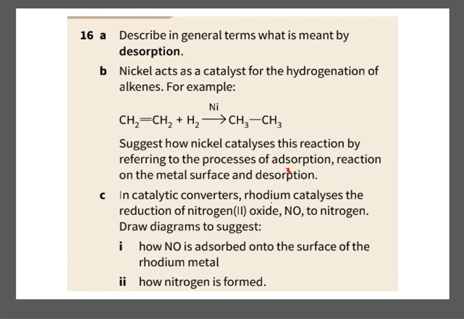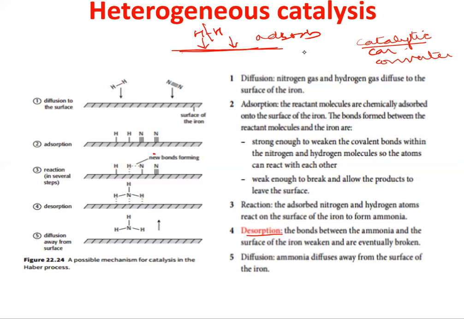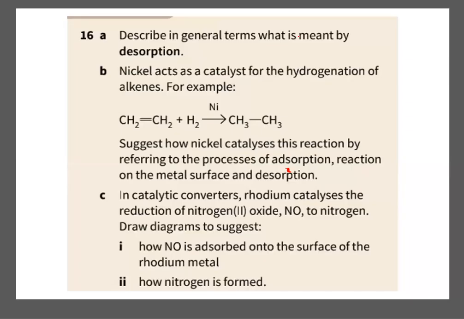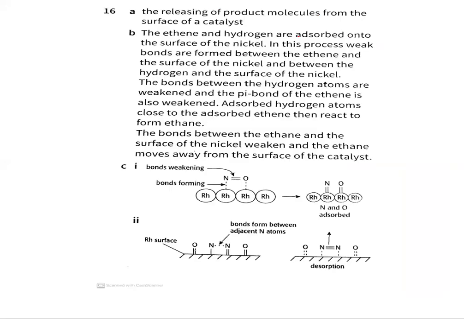Now in the car catalytic converter, rhodium catalyzes the reduction of nitrogen monoxide to nitrogen. Draw a diagram to suggest how nitrogen monoxide is adsorbed on the surface and how nitrogen is formed. Again, similarly, you will explain it diagrammatically. Draw the diagram, and side by side you can explain it, right? This is the marking scheme for this particular question. Have a snapshot and you can check your answers. This is the question, take a snapshot, and this is the marking scheme for the question I've just shown you.